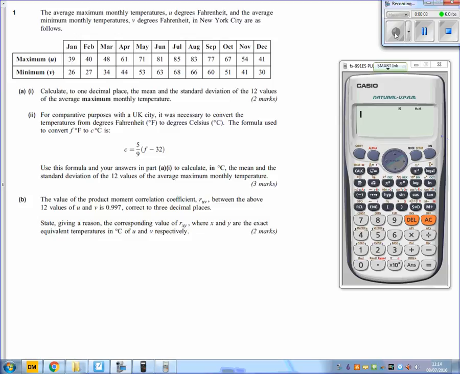This is the AQA June 2013 Statistics 1 unit. Question 1. So we've got a question about maximum monthly temperatures in Fahrenheit. Part AI, calculate to one decimal place the mean and standard deviation of the 12 values. And we want the maximum monthly temperature here.